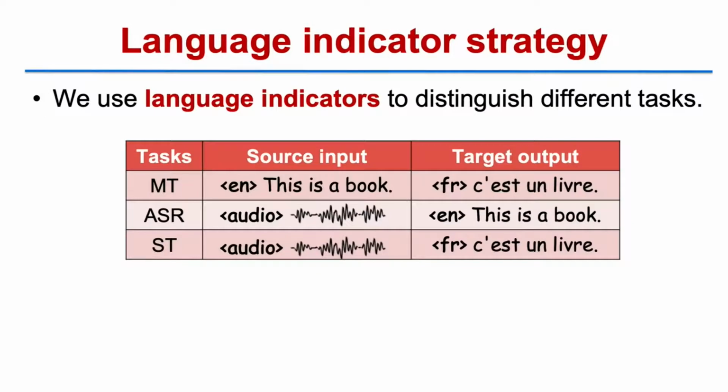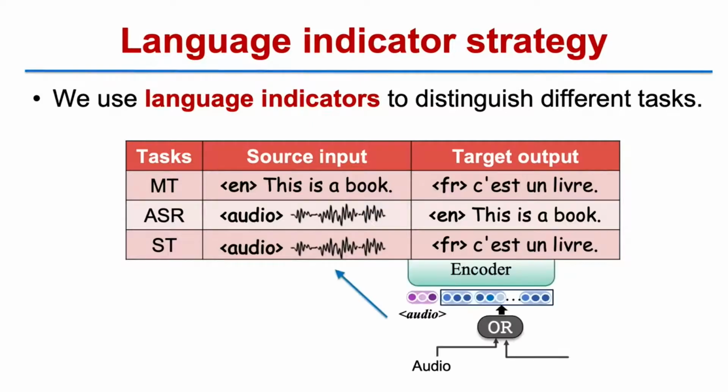Since we adopt a multitask framework, we use different language indicators to distinguish MT, ASR, and ST tasks. This strategy is also commonly used in multilingual translation. Also, I would like to show how to add the special token audio to the speech. We just simply concatenate the lookup embedding of the special token audio to the beginning of the compressed representation of the audio input from the acoustic encoder.